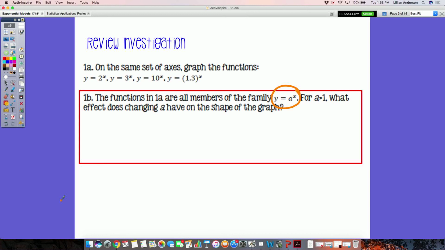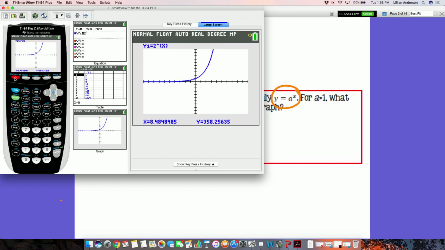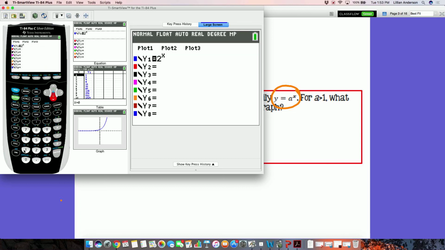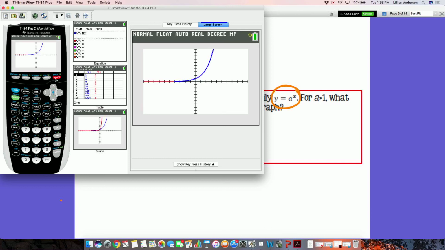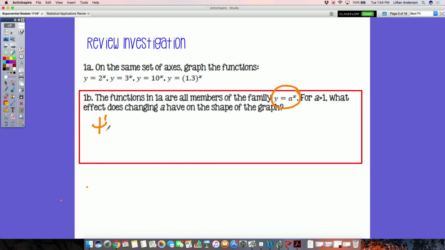Okay. So basically, we just graphed 2 to the x. Let's plug in 3 to the x. Actually, let's plug in 10 to the x. That's going to make the big difference. And then let's plug in 1.3 to the x, and let's see how they change as well. So there's 2 to the x. The red one is going to be 10 to the x. Oh, that's really steep, yeah. And then here comes 1.3 to the x. And now it's a little bit wider, yeah. So it looks like as a changes, the bigger that a gets, the steeper it is.